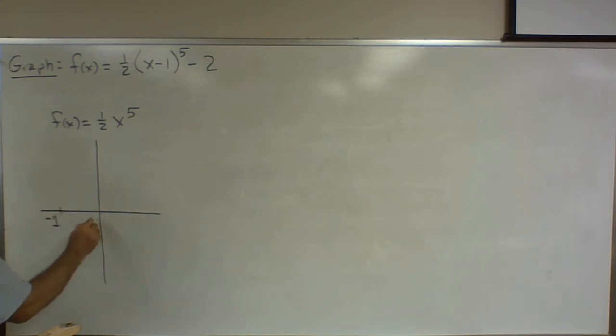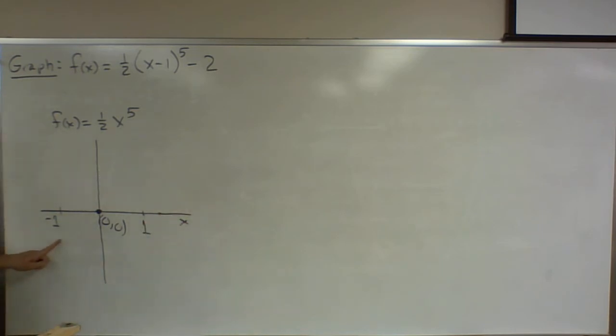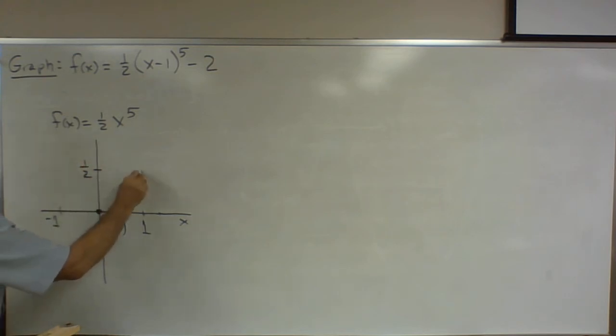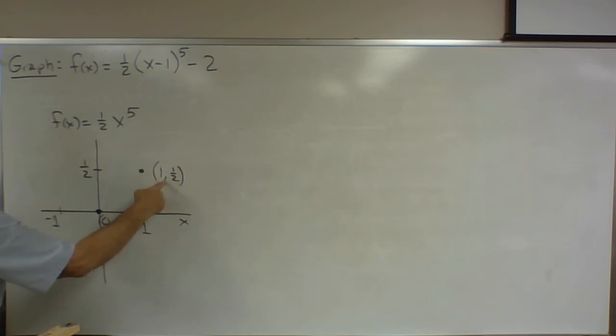We enlist the aid of our friends -1, 0, and +1. X equal -1, x equals 0, x equal +1. And when x is 0, 0 to the 5th is 0. So we have 1/2 times 0 is 0. This is a point on the graph. And when x is 1, we have 1 to the 5th, which is 1 times 1/2. So we have the point 1, 1/2. X equal 1, y equal 1/2.